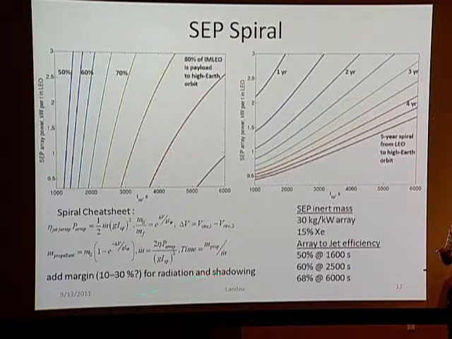And you'll probably want to add on some margin to take care of radiation degradation from going through the belts. And also Earth's shadow will extend the time. However, I made these plots using this, so that's sort of one way to get a handle on how you can use solar electric propulsion in the mission. And here I have some hardware rules of thumb.